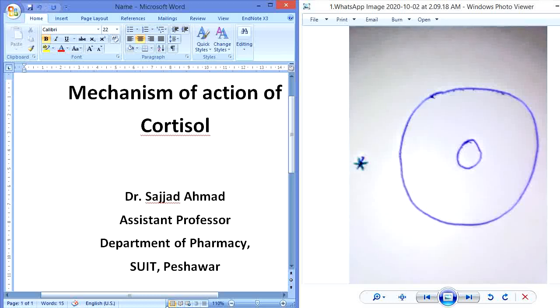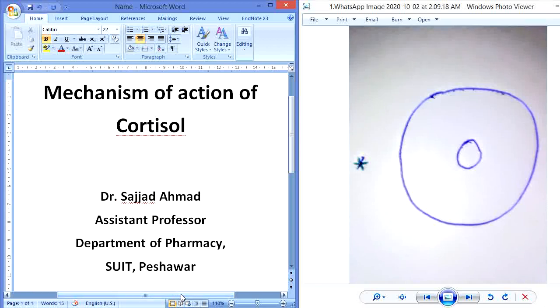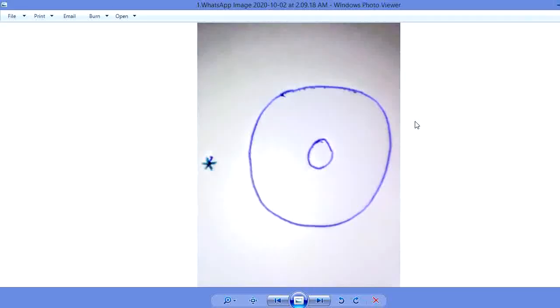Bismillahirrahmanirrahim. Today we are going to learn about the mechanism of action of cortisol. To know about the mechanism of action of cortisol, we are going to focus on these diagrams. First of all, we should imagine that this is a cell on which the cortisol is going to act, and this is a cortisol.